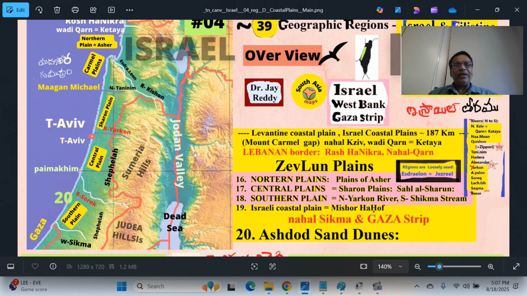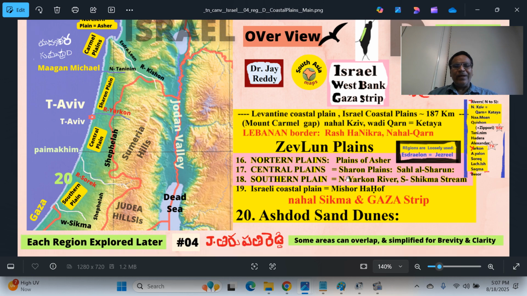And south of the Carmel mountains, we can say Sharon plains, Sharon plains. North of the Yarkon river is the northern part. Southern part is Shikma, the southern plains. There is a Shikma stream, and the Israeli plains.